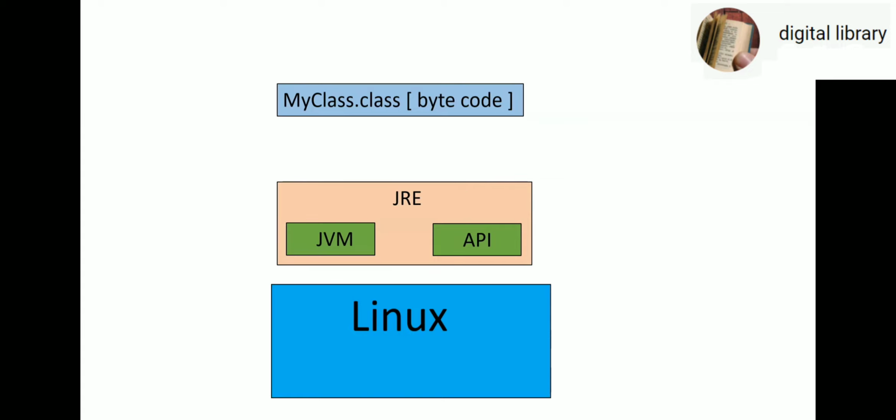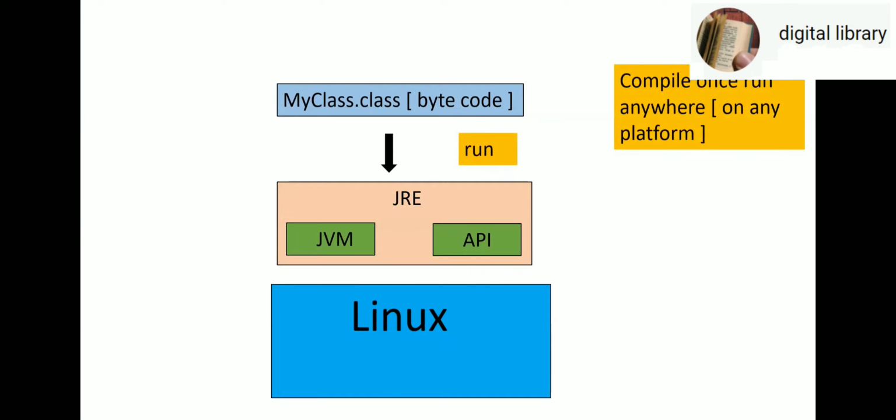This is the reason Java is called a platform independent language. Compile once and run anywhere. Anywhere means any platform, provided the JRE is there on that platform. Directly run. Compile once and run anywhere on any platform.